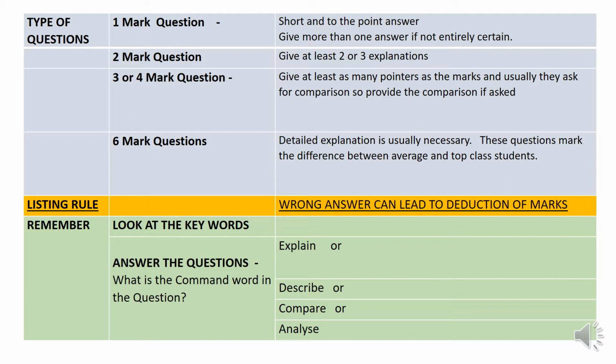One thing to be wary of is the listing rule, in which if you were to give 3 explanations in a 2-mark question and one of those explanations is incorrect, then that would subtract 1 mark from that question, even though you already had 2 correct answers.